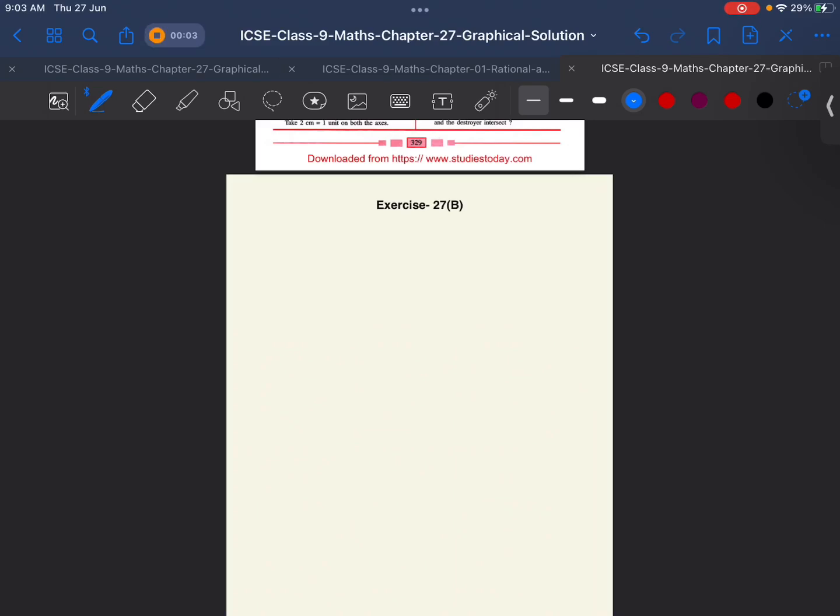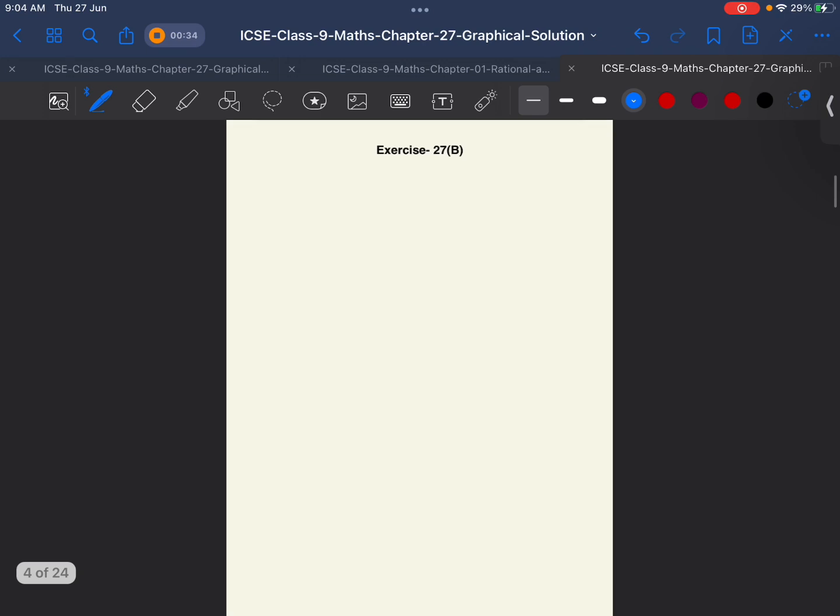Hello students, today we will do 27b on graphical solution of simultaneous linear equations. We already completed 27a. Here we saw plotting of points in a graph and drawing a straight line through these points. Now in this chapter we will see two or more equations, then we will plot these equations in the graph. Then we will find the coordinate or point of intersection of these lines. Okay, so now let's start this chapter.